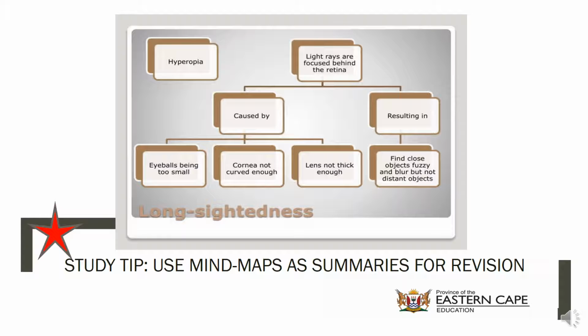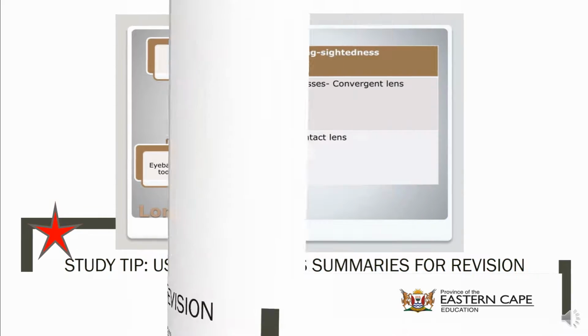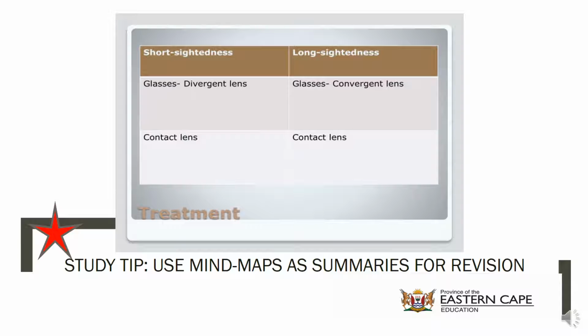And how does this happen? For distant objects, we do not have a problem seeing them, but anything that is close by will appear very, very blurry. How do we correct this? Two types of defects. For short-sightedness, we know we're going to wear spectacles, glasses that have got what type of lens? A concave lens. What is it going to do? It is going to cause your light rays to diverge before they enter the eye.